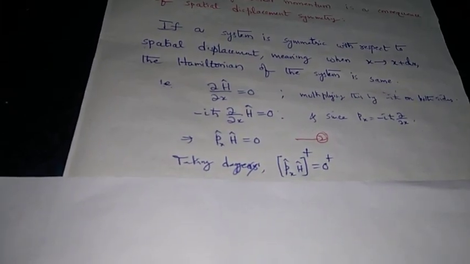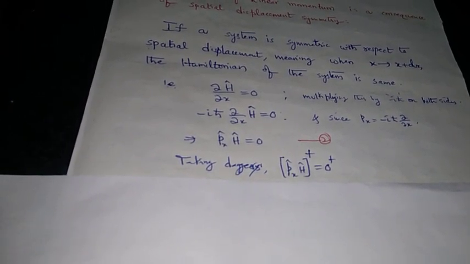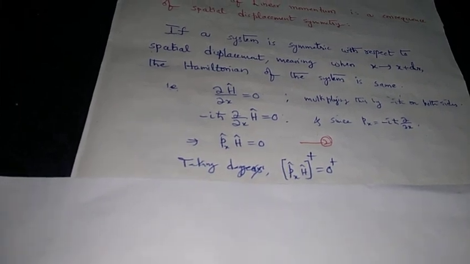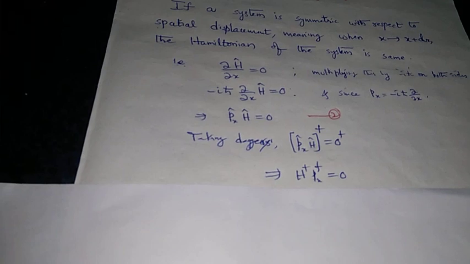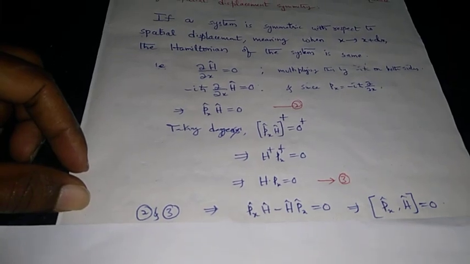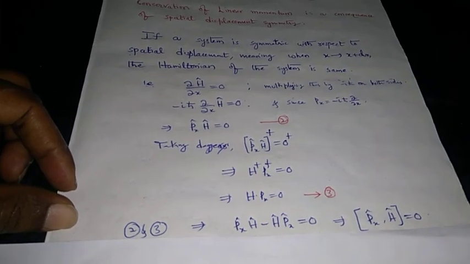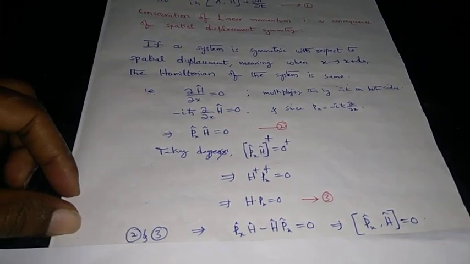And if you take the Hermitian adjoints on both sides, that means if you take daggers on both sides, we get H dagger P dagger on the left hand side and 0 on the right hand side. Since H and p are Hermitian operators, H dagger equals H and P dagger equals P, so we get H px equals 0 as equation number 3. If you subtract equation number 3 from equation number 2, we get px H equals H px. That means the commutator of px with H is equal to 0.